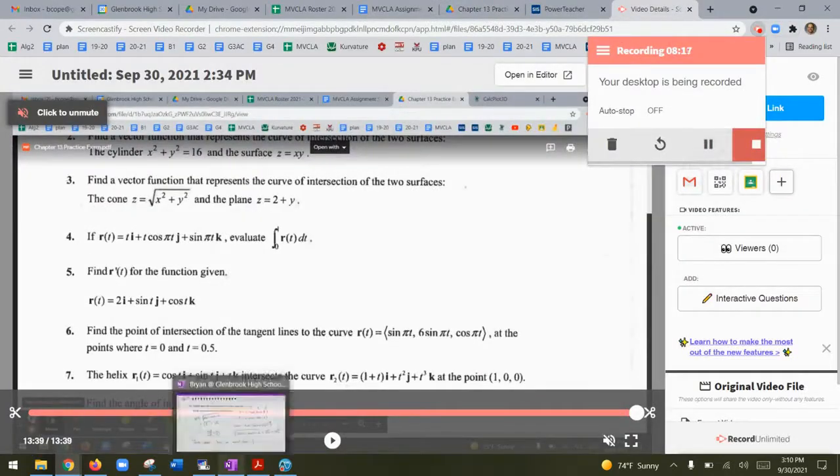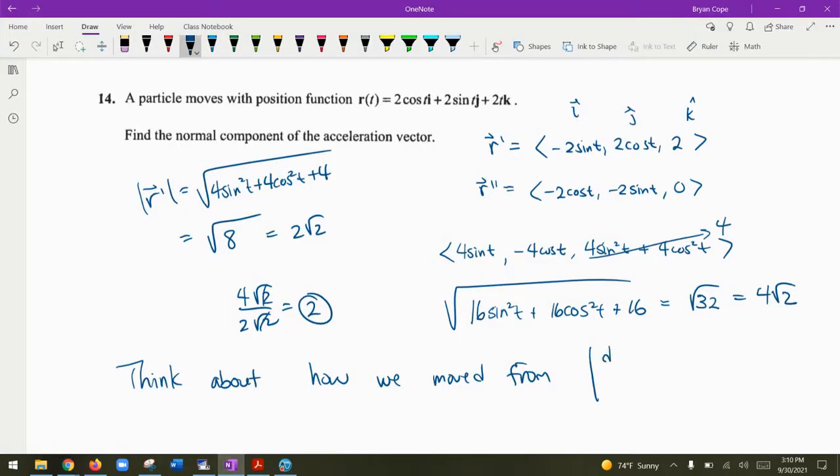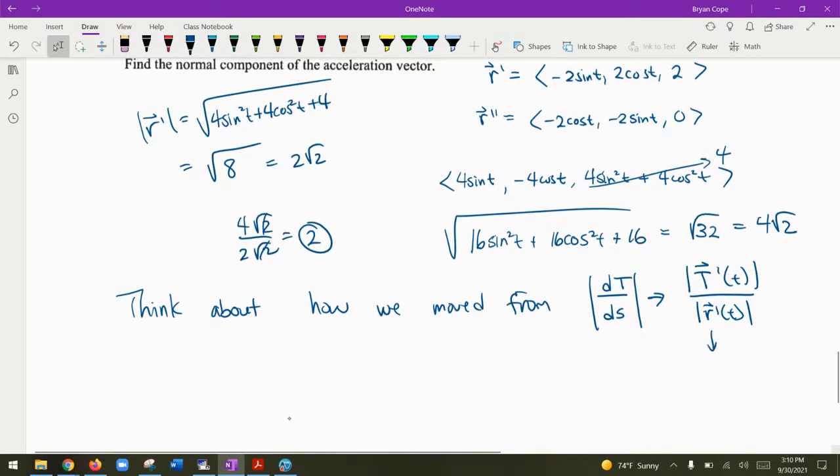Here we go. Okay, so just as a note, think about how we moved from dT/ds to the magnitude of big T prime over magnitude of R prime of t, to finally the useful definition of curvature: the magnitude of R prime cross R double prime all over the magnitude of R prime of t cubed. And don't ask me why I forgot the t on the R prime. Pretend it's there.